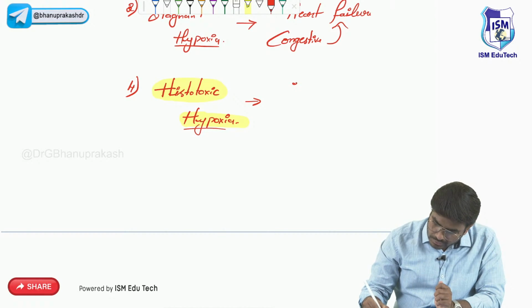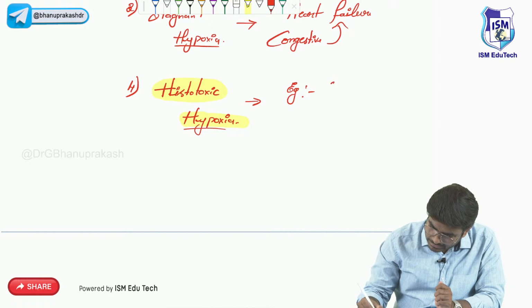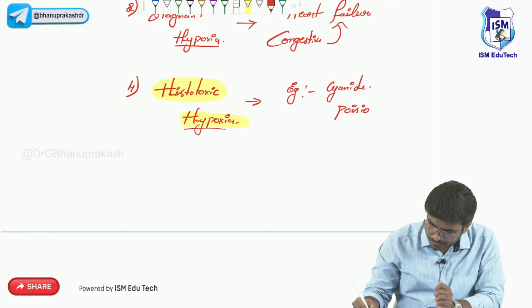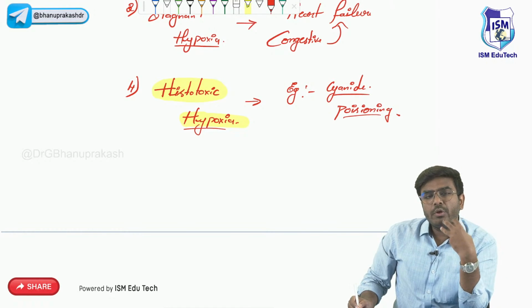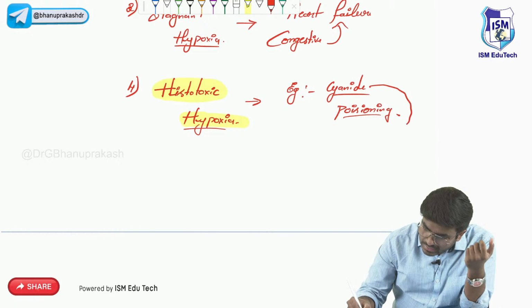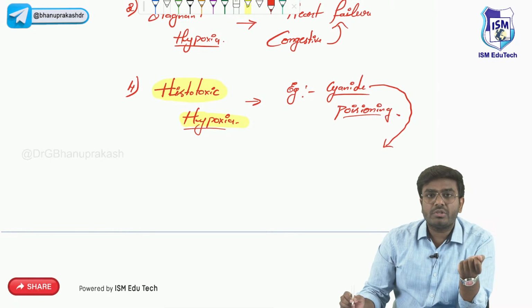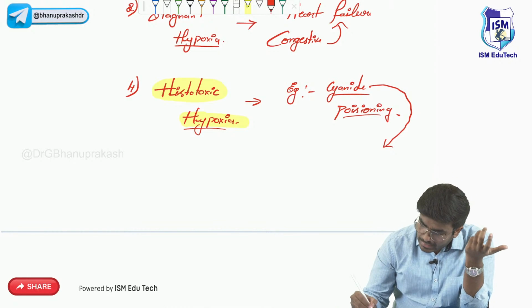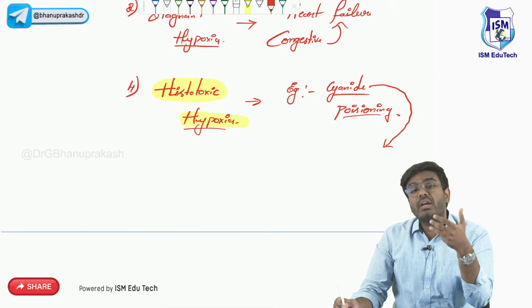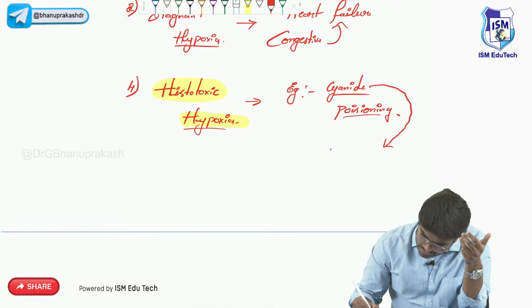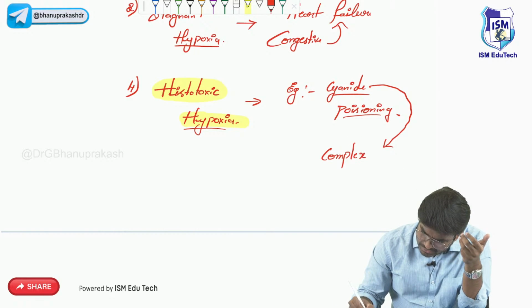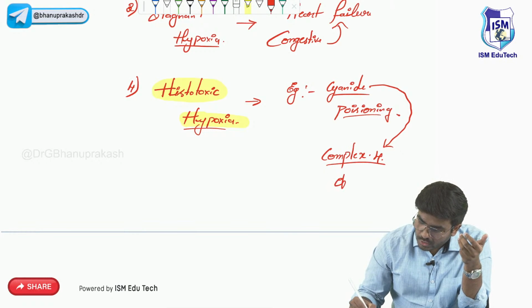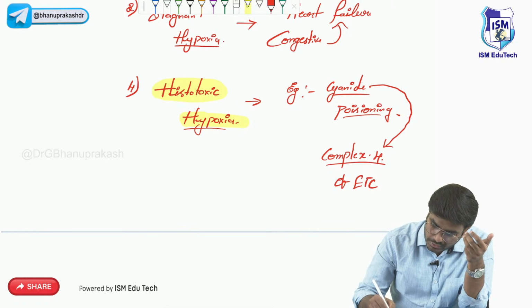See, let me give you the example here. Example is cyanide poisoning. Now we all know cyanide is a poison. Whenever you take cyanide, what will it do? The cyanide will go into your tissues. In each and every cell there is something called the electron transport chain, and there are different complexes. Complex number 4, especially, of the electron transport chain is going to be inhibited.